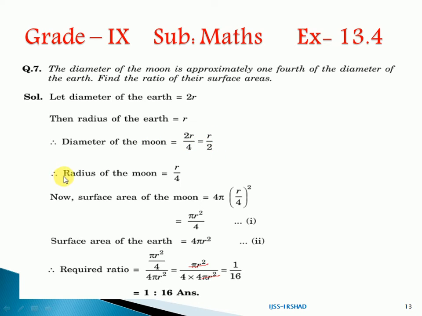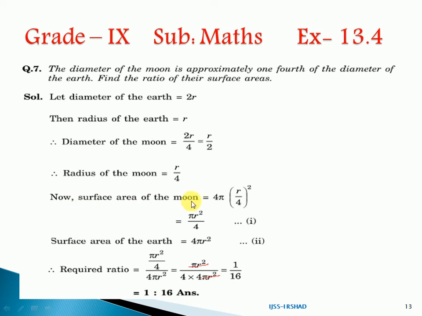Now we can find the radius of moon. Again this will be divided by 2. When you divide by 2, means 2 will come in the denominator. That will give you r by 4. When you divide, the denominator will be multiplied by 2, so it will be r by 4. So now you have the radius of earth and the radius of moon. Now you can find the surface area of both earth and moon.